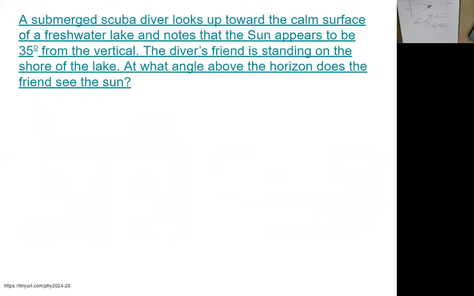We will take a look at an example on Snell's law here. It says a submerged scuba diver looks up towards the calm surface of fresh water and notes that the sun appears to be 35 degrees from the vertical. The diver's friend is standing on the shore of the lake. At what angle above the horizon does the friend see the sun? Again, we have to sketch the problem and then see the geometry involved here.